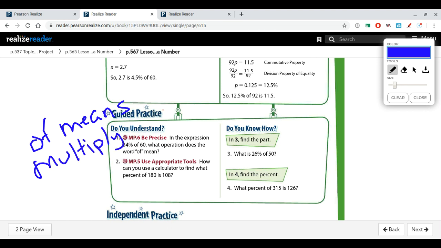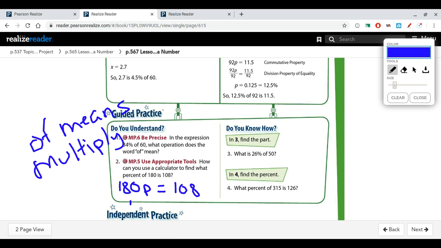Okay, so "of" means multiply. Number 2 says, how can I use a calculator to find what percent of 180 is 108? If I'm looking for the percent, 180 is going to be P, right? 180P equals 108. Then I solve for P.